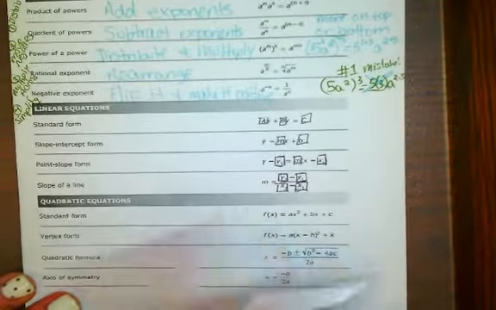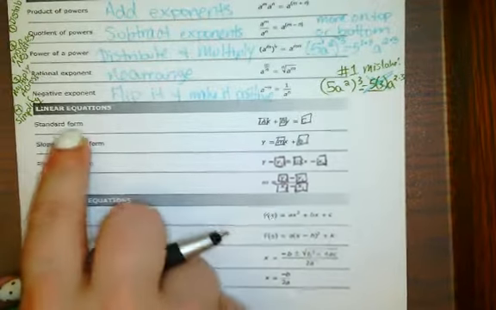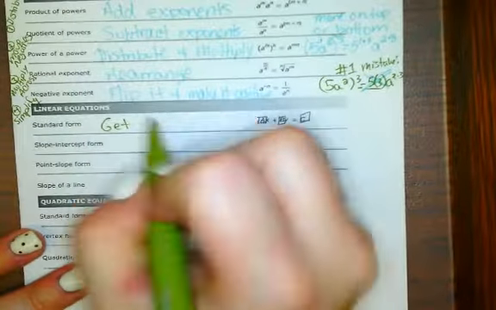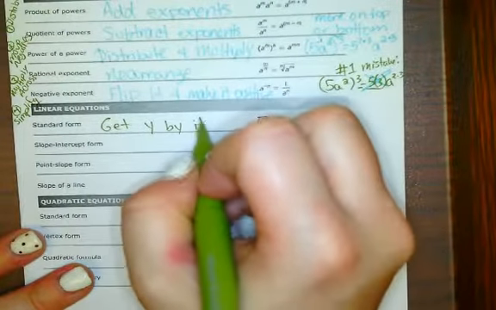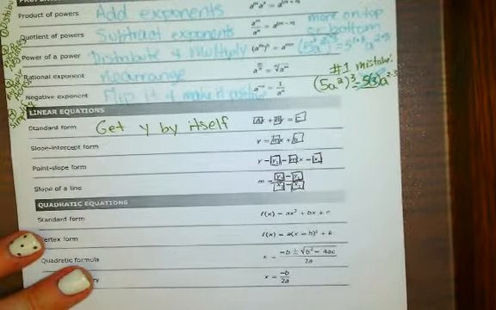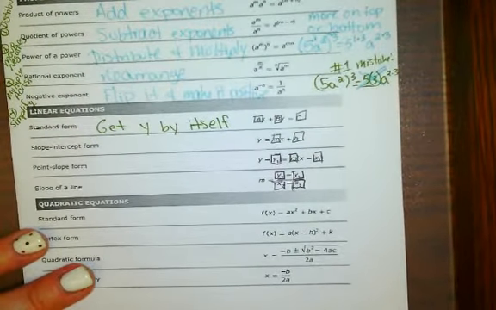And we're going to talk about a good test strategy with this using your tools. So starting with standard form. Best thing you can do on standard form is get y by itself, especially if you're not used to working with it. So now that we're in test mode, you really want to go for any skill that you can rely on. Getting y by itself is definitely one of them.